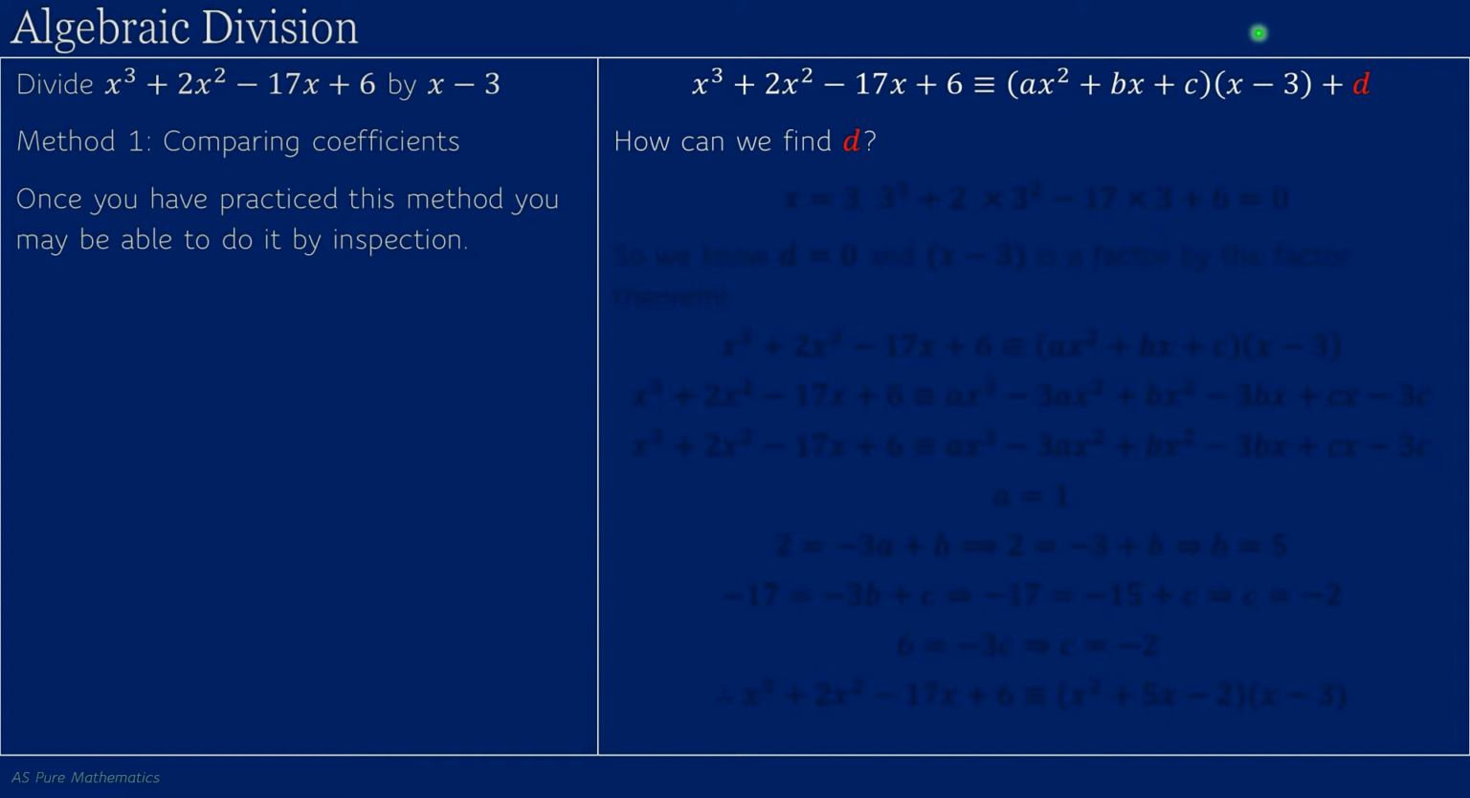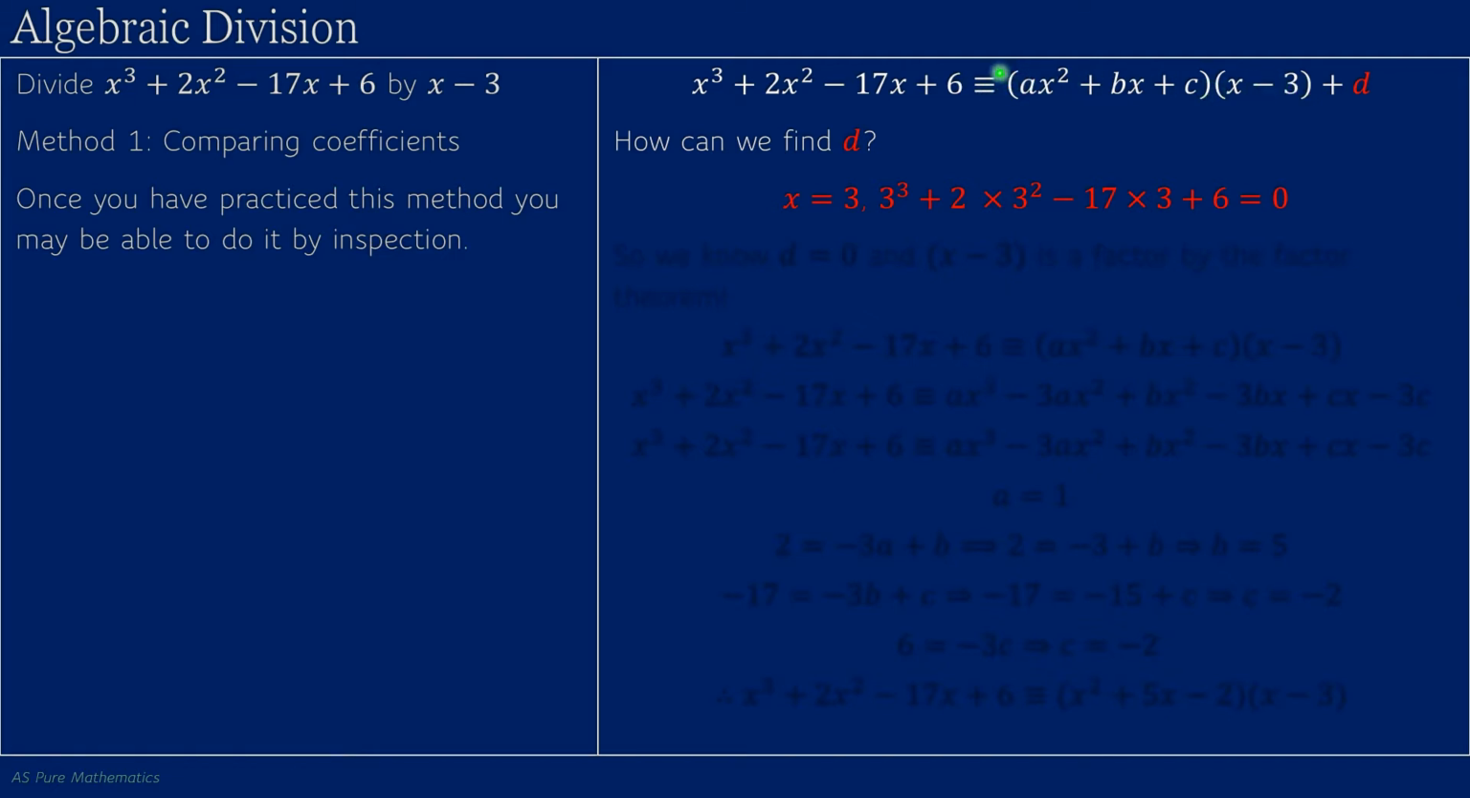Well, using the remainder theorem, I take the bracket that I'm dividing by, set it equal to 0 and find x, and then I need to substitute it in. So x equals 3 would make that bracket 0. So we've got 3 cubed plus 2 times 3 squared minus 17 times 3 plus 6, which is equal to 0.